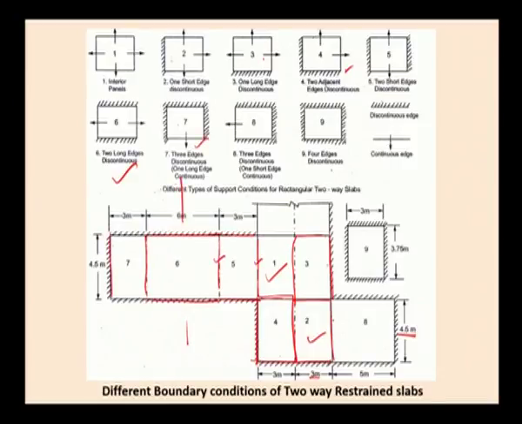Next one is 7, 3 edges discontinuous. In this panel 3 edges are discontinuous and 1 long edge is continuous. It has been connected with the 6th panel, but it does not have any panel beyond these 3 edges. Next, 3 edges discontinuous, the 8th one, with 1 short edge continuous. The 9th one, 4 edges discontinuous, is a separate building.